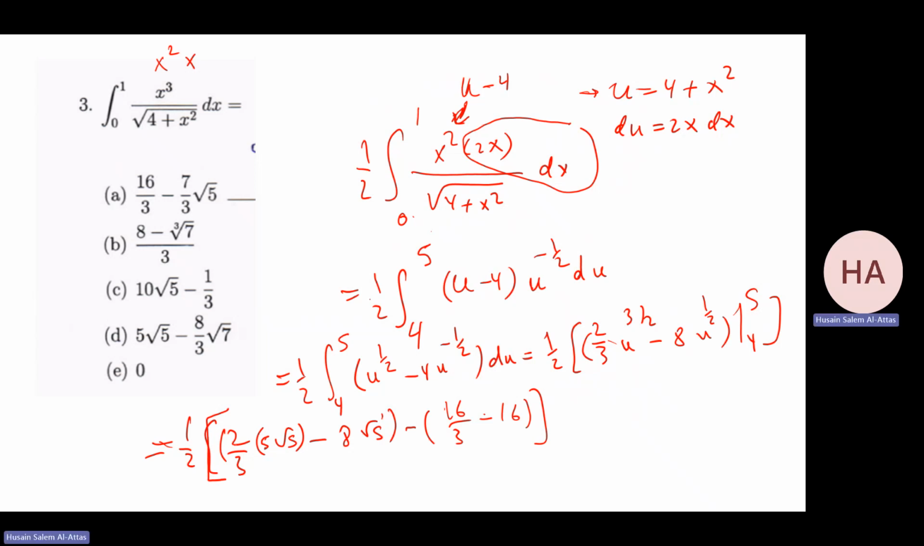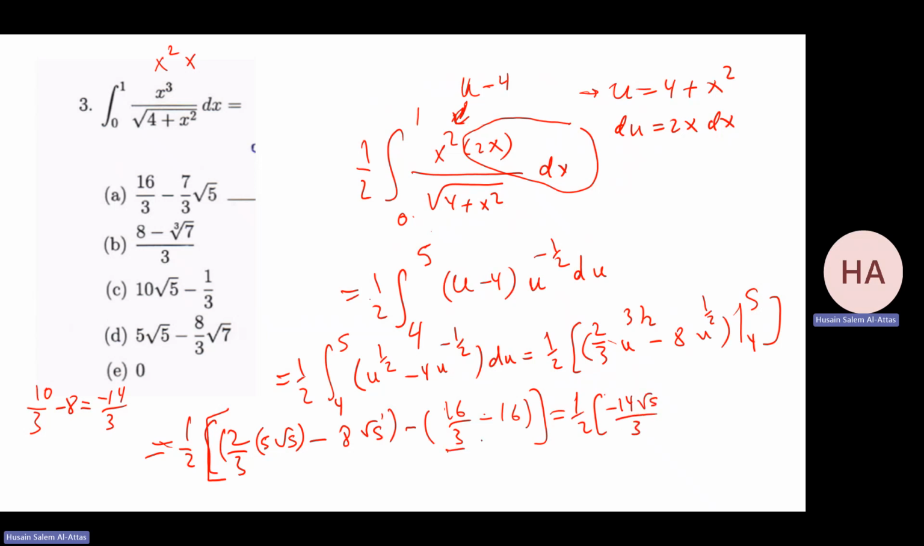That gives me what? I have 10 over 3 minus 8. This gives me minus 24. This is minus 14 over 3. So I have minus 14 over 3 square root of 5. Don't forget there is a half outside. Half times minus 14 root 5 over 3.